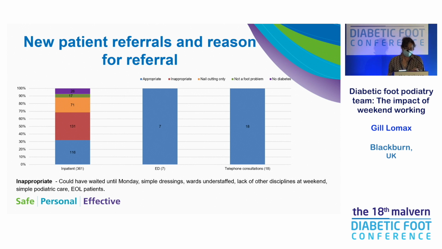Reasons why new patients were referred were many. Out of 361 inpatients, 116 in blue were appropriately escalated to the diabetic foot team at weekend. 131 in red were inappropriate referrals for the diabetic weekend working priority. Some of the reasons are listed at the bottom of the slide.